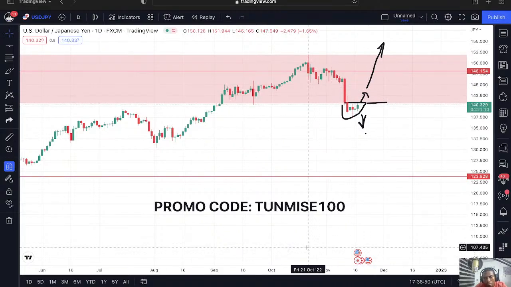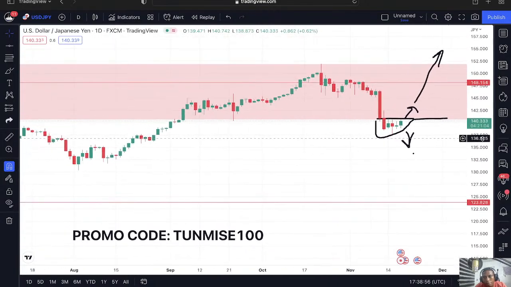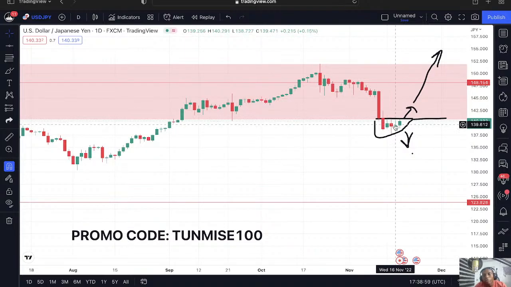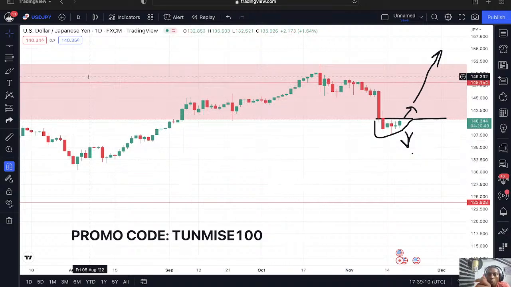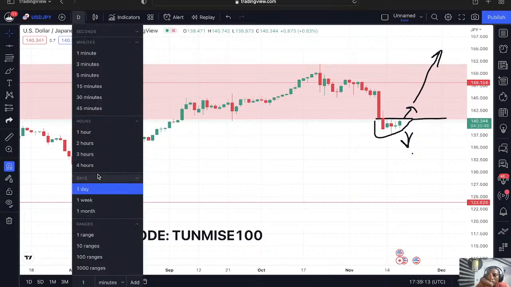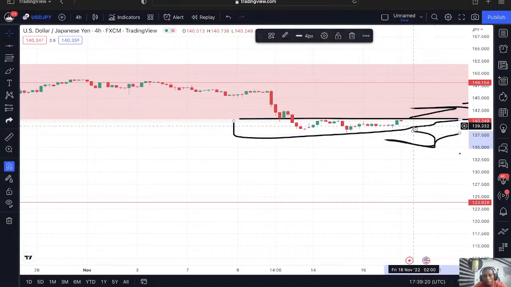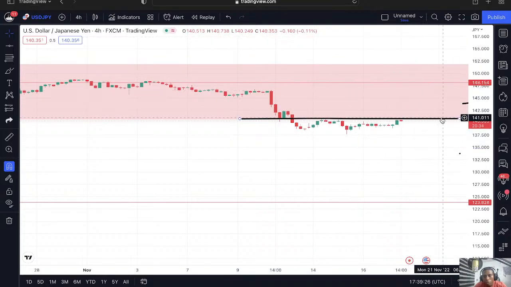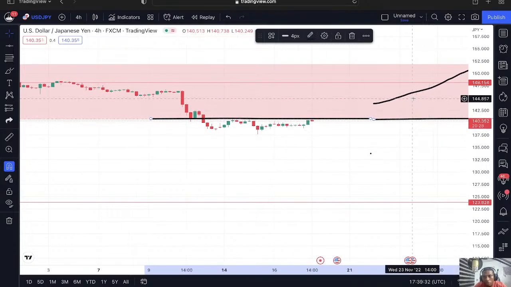So here we go. Okay, wait for either a breakout of this region or a breakdown from this region. So I want to ask everyone now, let's go down to the 4 hours time frame. What is the 4 hours time frame telling us?